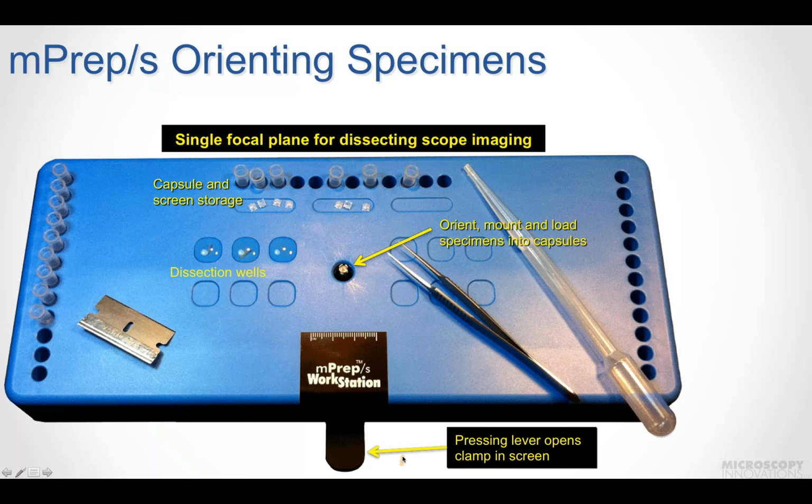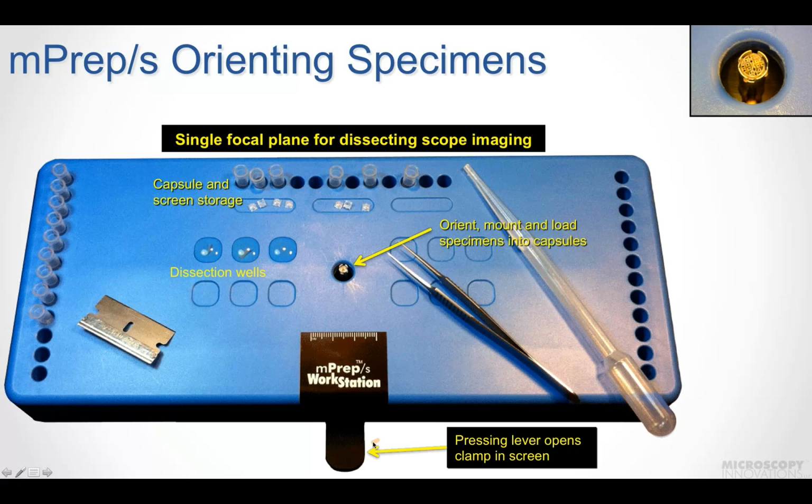And this lever here actuates a function in the screen that allows one to orient samples. Let me show you how that works. So we'll zoom in here, and we see there is the insertion tool right here. There's the screen, and here's the workstation around this area here.